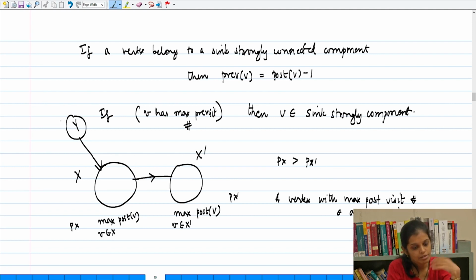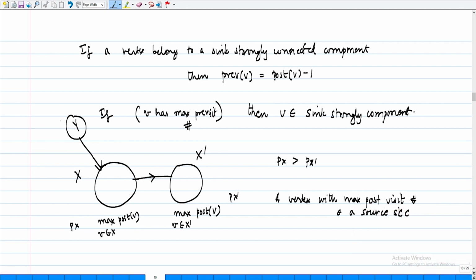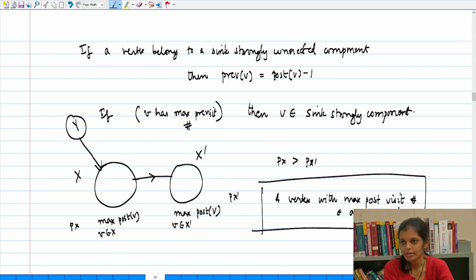And now what he is also saying is that if we have a component which was labeled as a source strongly connected component in GR, that is actually a sink strongly connected component in G, and that makes the deal, right? Now we know that a vertex with a max post visit number belongs to a source strongly connected component. So now what algorithm does all of this suggest? What kind of algorithm can we come up with using all these observations that we have made?